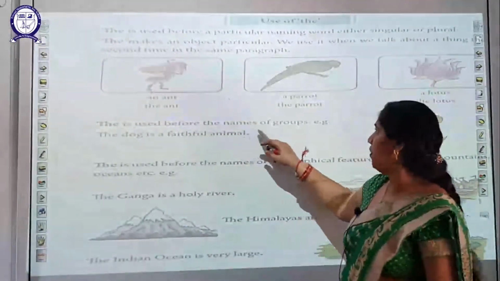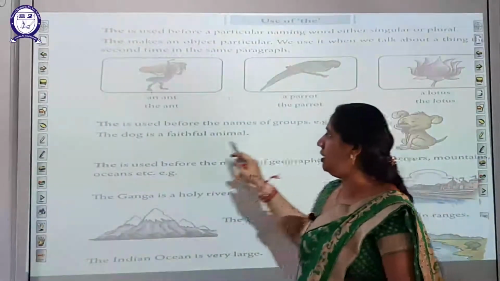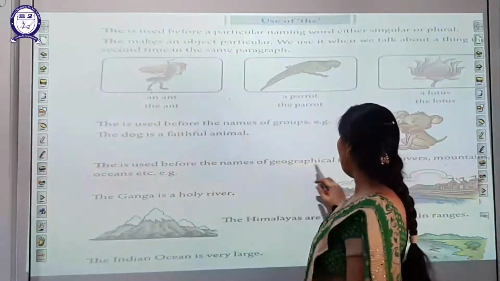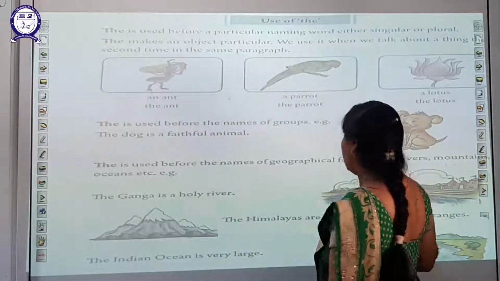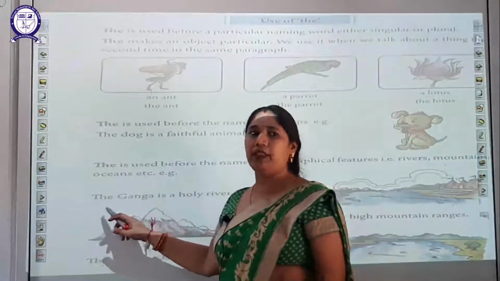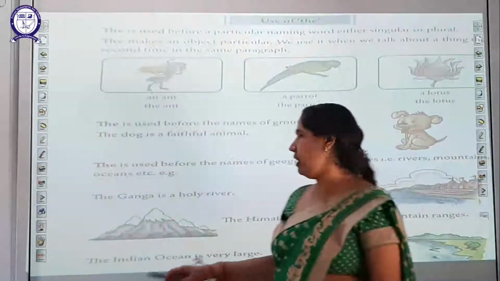The is used before the name of groups. The dog is a faithful animal, so dog is a group. The is used before the names of geographical features like rivers, mountains, oceans, etc. For example, the Ganga is a holy river, so Ganga is a particular river name.